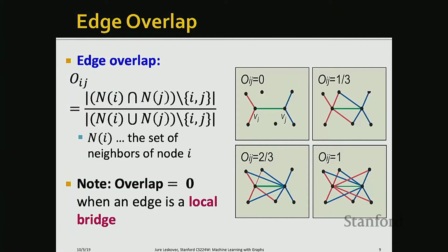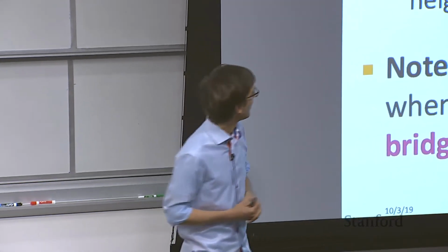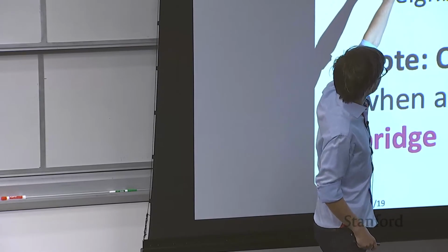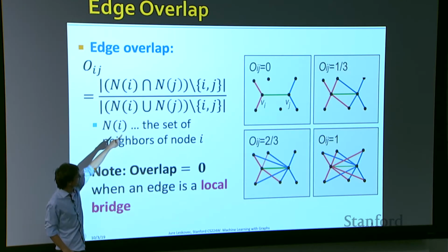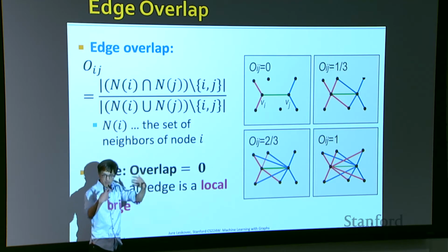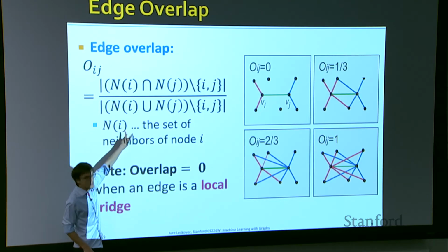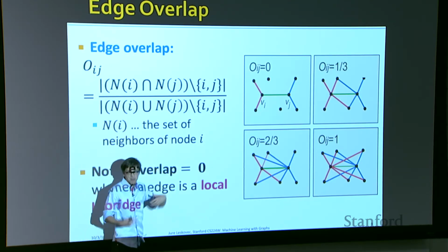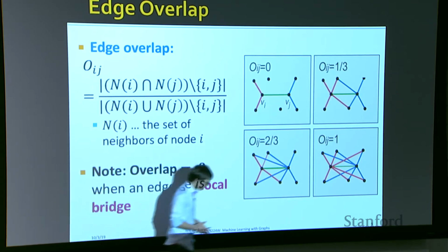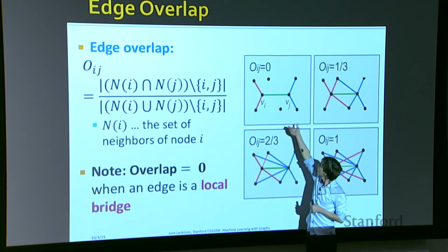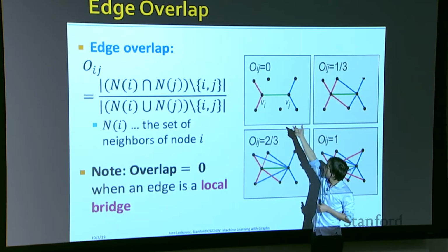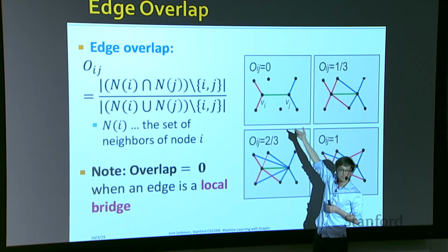The way this edge overlap matrix works is, for a pair of nodes Vi and Vj, it measures out of the friends they have, how many friends are mutual. So it's essentially the number of neighbors of one node, intersection the number of neighbors of the other node, minus the two nodes themselves, divided by the union of their neighbors, again minus the two nodes themselves. So if the nodes i and j are connected this way, then the edge overlap is 0.